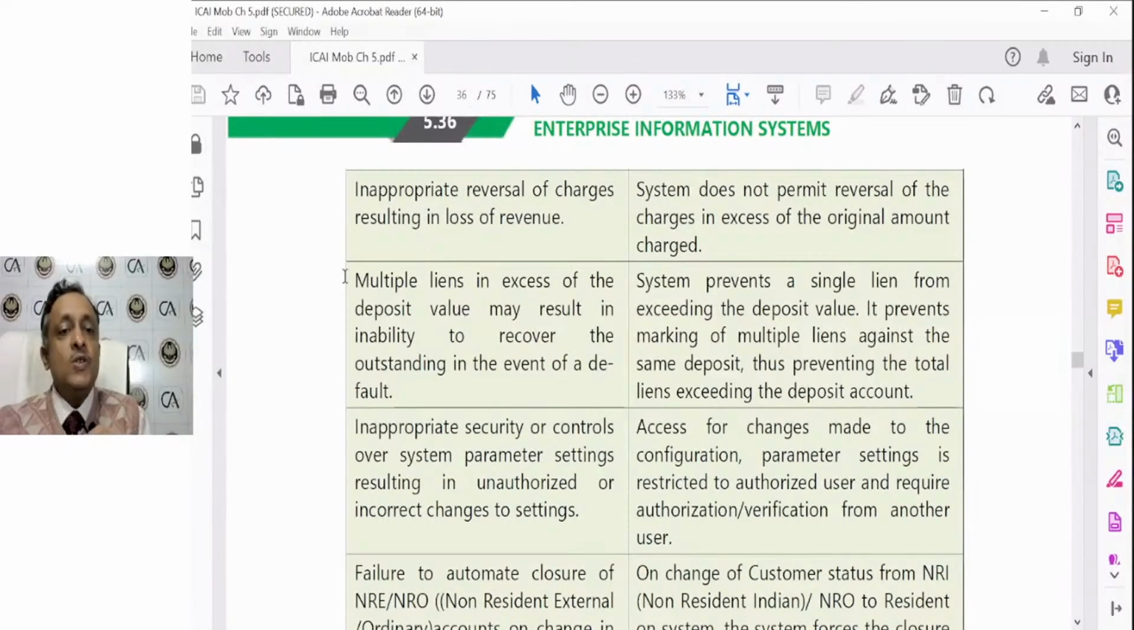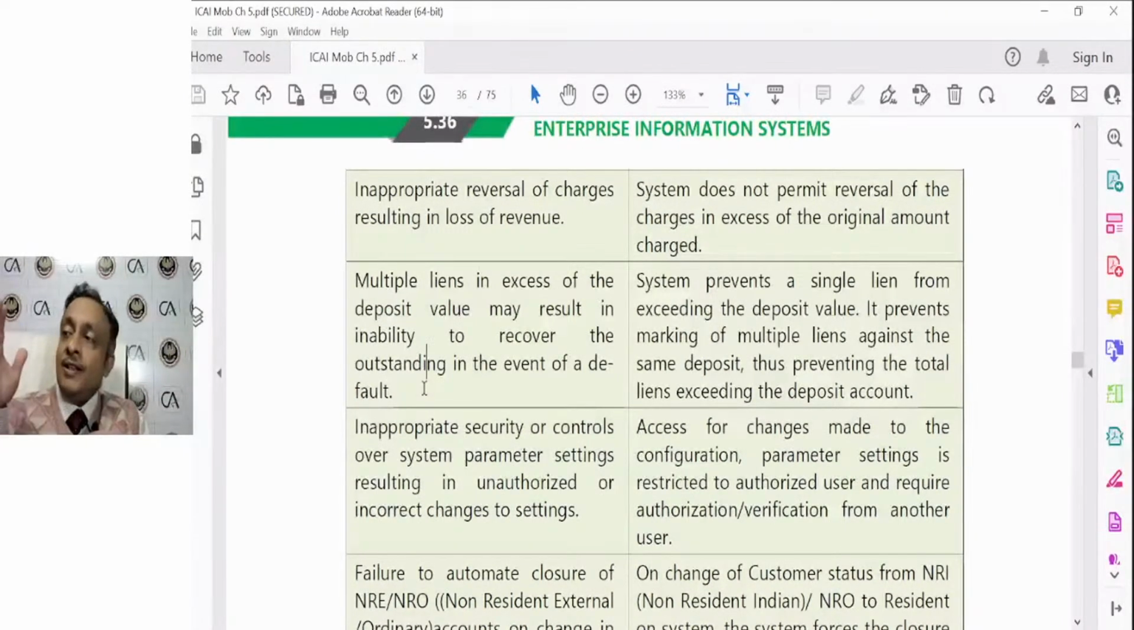Okay. Now, when you say multiple lien, what does it mean? That more than one lien on one deposit is done. Now let us read. Multiple lien in excess of deposit value may result in inability to recover outstanding in the event of default. Now just understand, take my case itself. I have a deposit of 1 crore. With bad intention, malafide intention, I go to the bank and get more than 90 lakh rupee loan. So total deposit is 1 crore only, but I am able to get a loan of 90 lakh twice. So multiple lien on a single deposit.